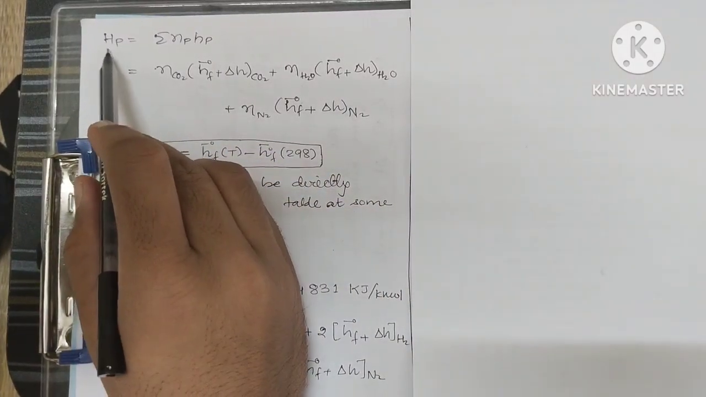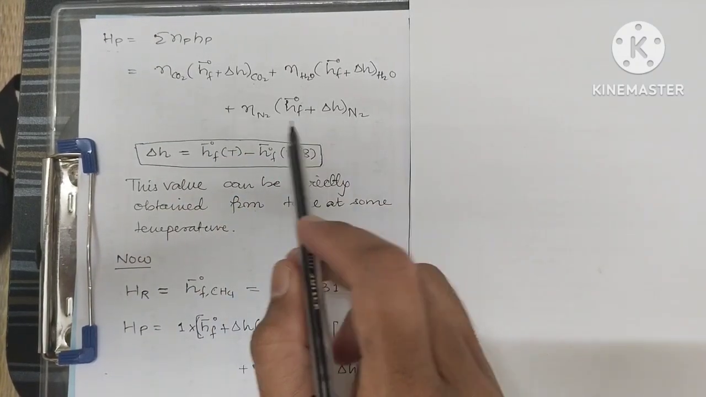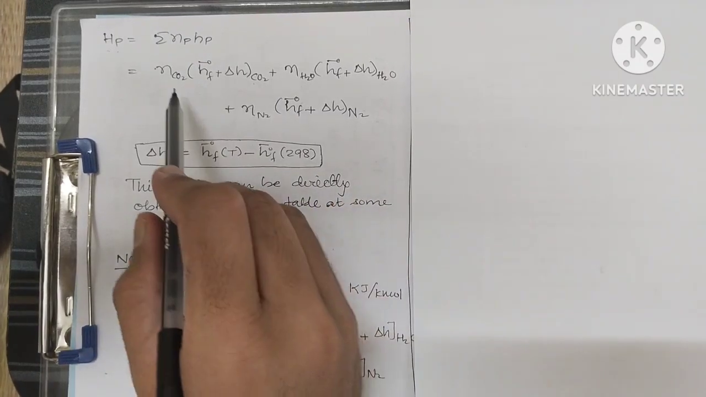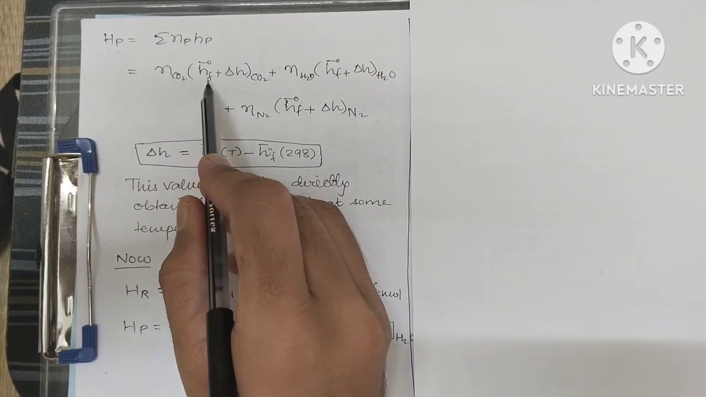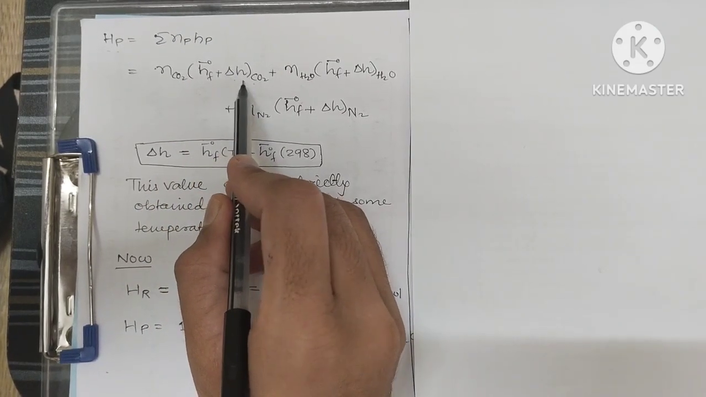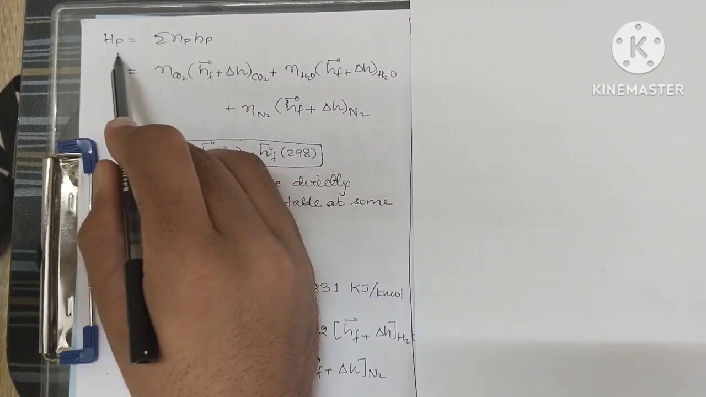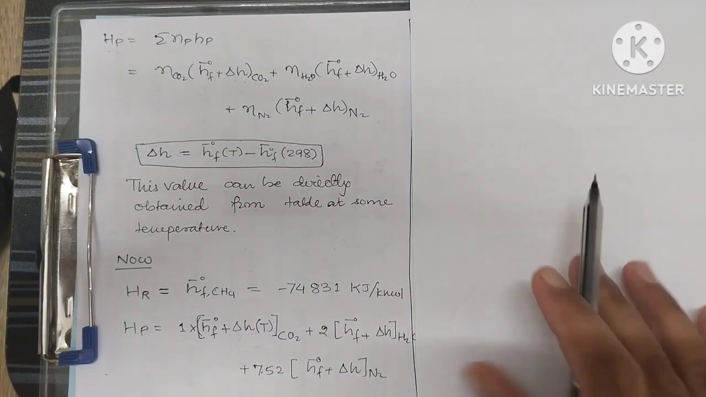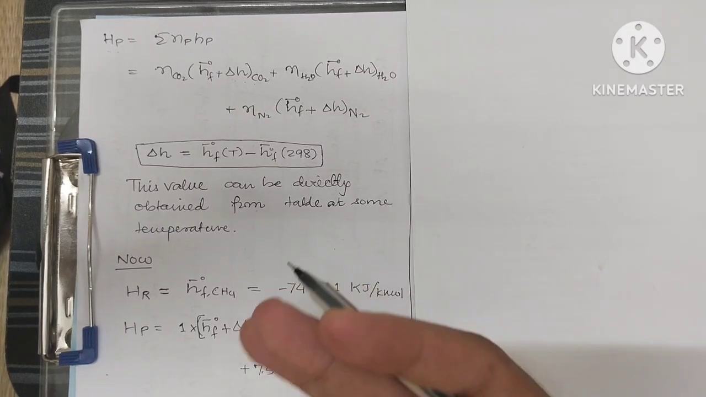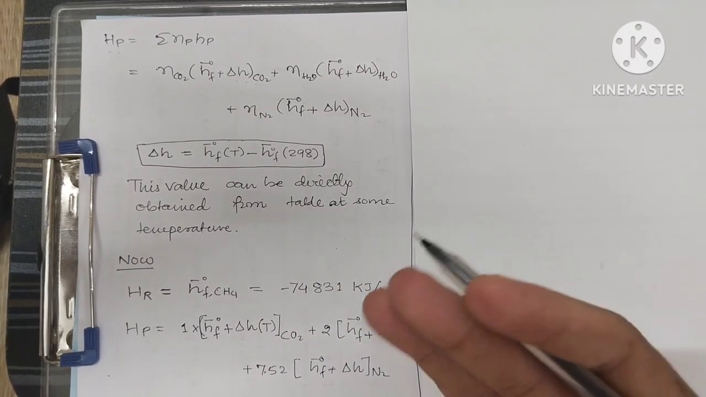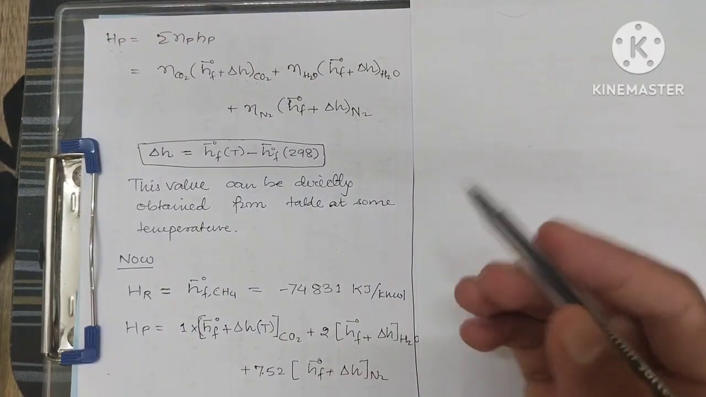So similarly, for products, as we know, there is CO2, H2O and N2. So similarly we can write moles of CO2 into enthalpy of formation of CO2 plus change in enthalpy of CO2 if there is any temperature change from ambient. And as we know, the product is at adiabatic flame temperature, because combustion is taking place, and the enthalpy of products will be very much higher than at atmospheric conditions. And that temperature we need to find.